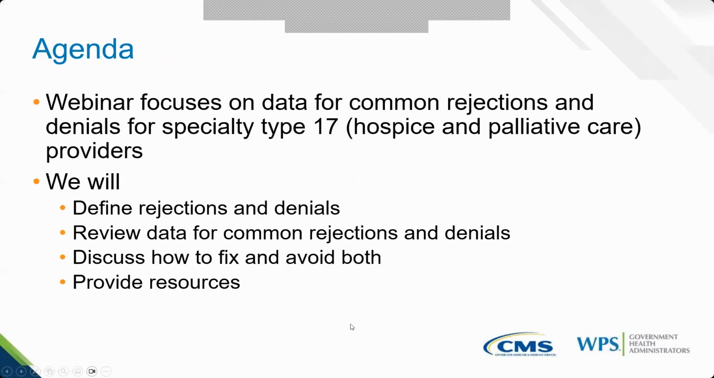Here is our agenda for today, and when we advertised, we said that we will, for specialty type 17 providers, that's the specialty that identifies hospice and palliative care, define rejections and denials. We're going to review data for those common rejections and denials. We'll discuss how to fix and avoid both rejections and denials, and I will be providing some resources as well. In the materials for today's webinar, there are many embedded links that will take you to all of the resources that I'll be talking about during my presentation today.